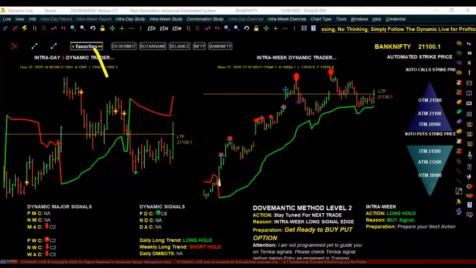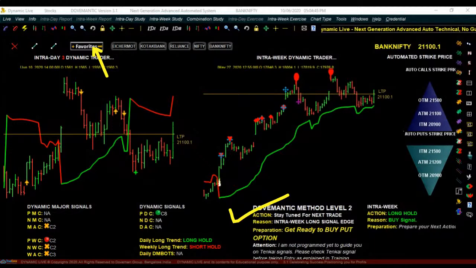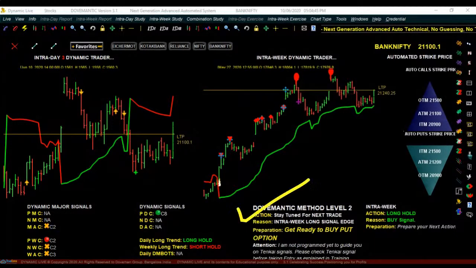The first step is to select your favorite stock or index by clicking on this favorites. Once you have done that, the second step is to look at what this action information is telling you to do. Whatever it tells you to do, based on that, simply place the orders and start making money. In this action information, there are some very clear instructions that you will come across.